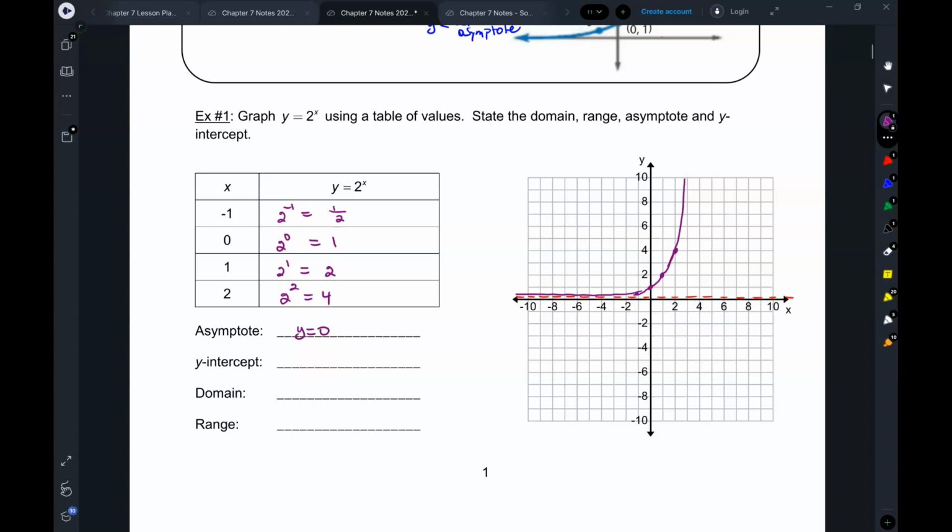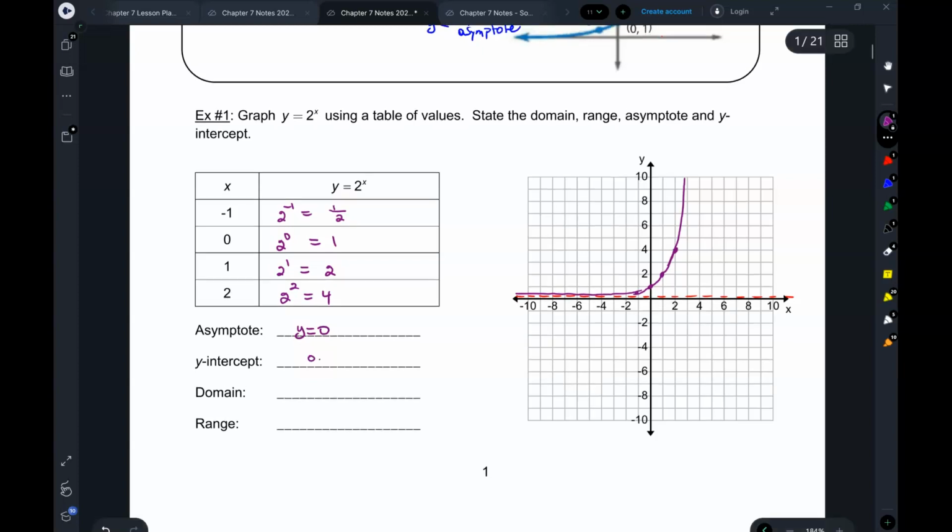So for example, here are the exponents and here are the powers of 2. If the exponent is 1, 2 to the 1 is 2. Exponent of 2, 4; 3, 8; 4, 16, and so on. That way, exponent of 0, 1. -1, 1/2. -2, 1/4, right? So that's the number that we're graphing. Okay, so the y-intercept here is 0, 1.